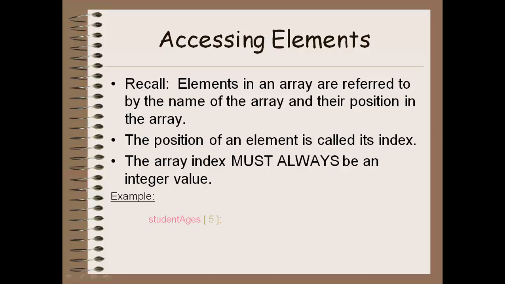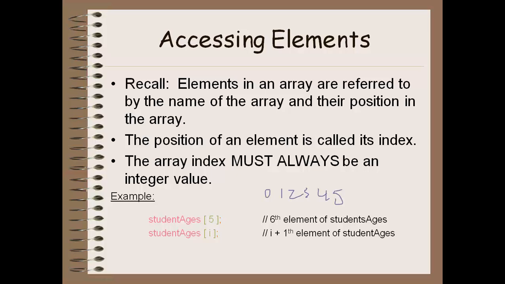So, student ages 5 will allow me to access the 6th element in student ages. Remember, we're starting numbering from 0. So 0, 1, 2, 3, 4, 5. This is actually the 6th element. 1, 2, 3, 4, 5, 6 elements. Position 5. So what position would this give me?